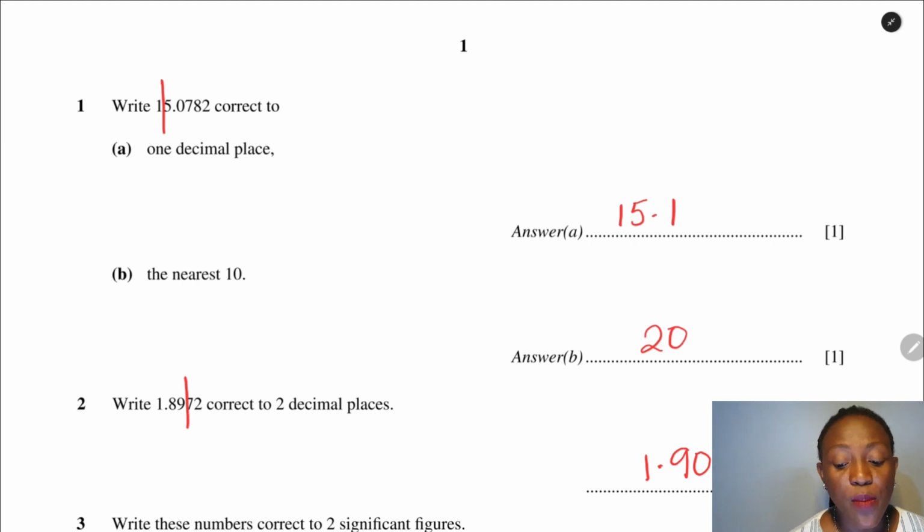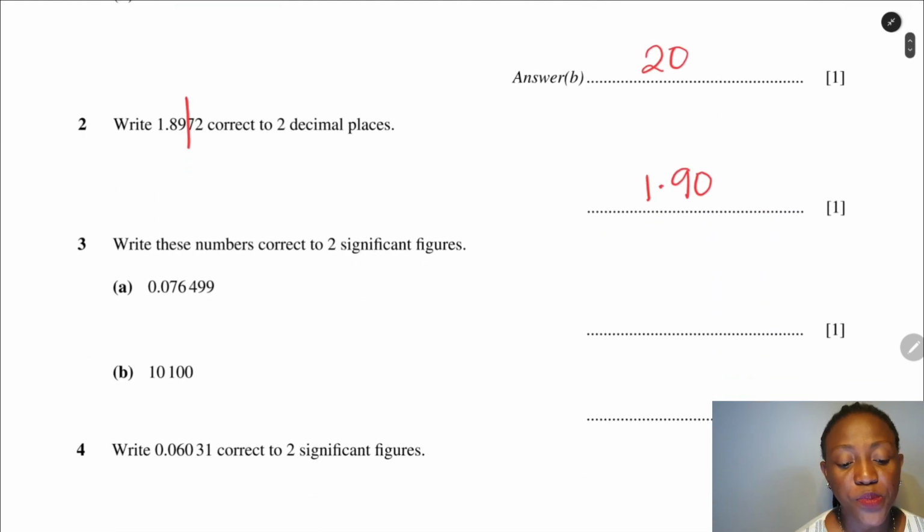Yes, this 0 is very important because the question has asked you to write to 2 decimal places. Even though it's a 0, it matters. If you don't put the 0, you have not written to 2 decimal places. You would have written to just 1 decimal place. All right, let's hurry along.